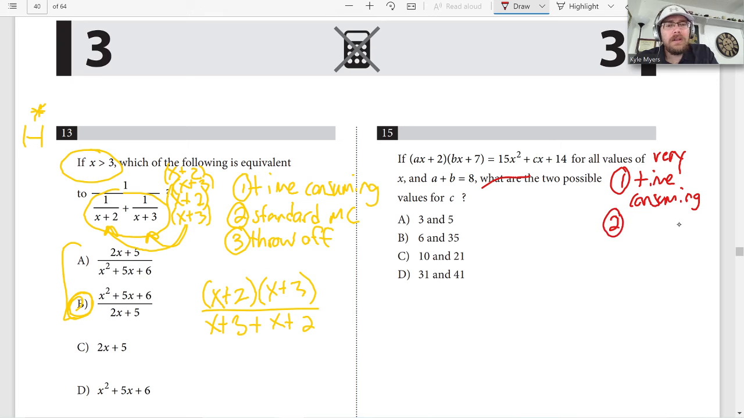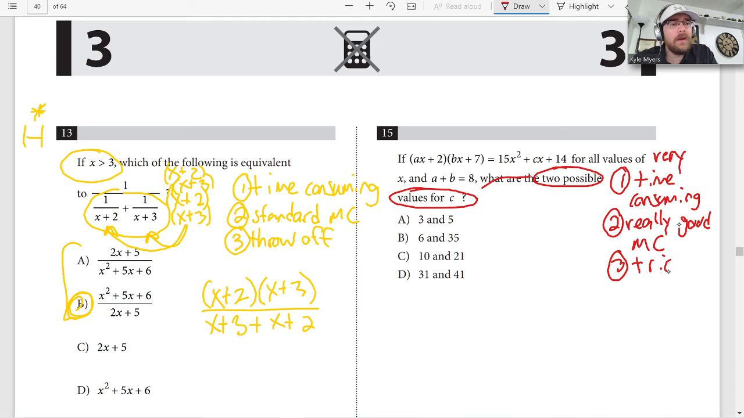All right, 2, what are the 2 possible values for C? There's no way to solve right out for C, and there are 2 possible values. So it's really good multiple choice, really good multiple choice answers. Okay? And then 3, it's tricky. We're going to have to use a little bit of outside-the-box thinking on this guy.